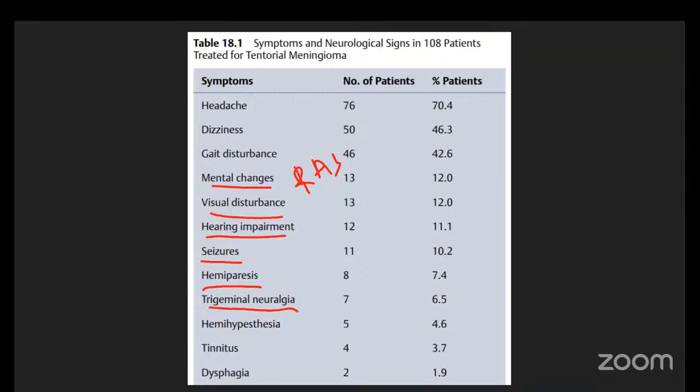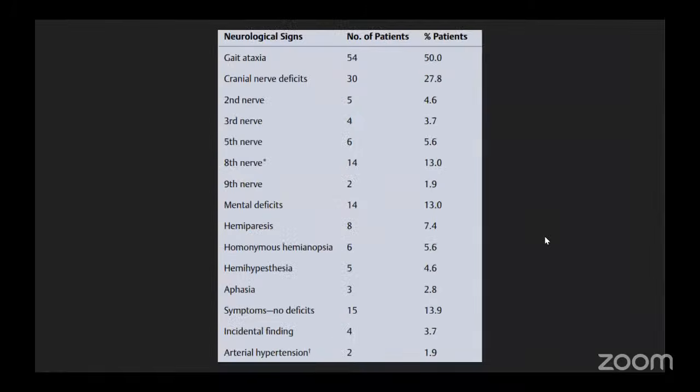Trigeminal neuralgia. Why? Because cranial nerve 5 is there. Hemihypoesthesia, obviously due to 5. Tinnitus, dysphagia. Dysphagia is very rare unless it's a lateral meningioma, and then it's growing downwards, involving the lower cranial nerves as well, which is very rare. So if you remember the locations and the types, the presentation is not going to be a difficult portion for you. These are the signs: gait ataxia, multiple cranial nerve deficits, hemiparesis can be there, homonymous hemianopsia can be there.